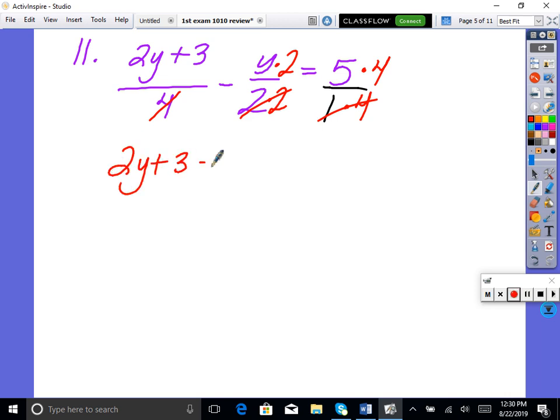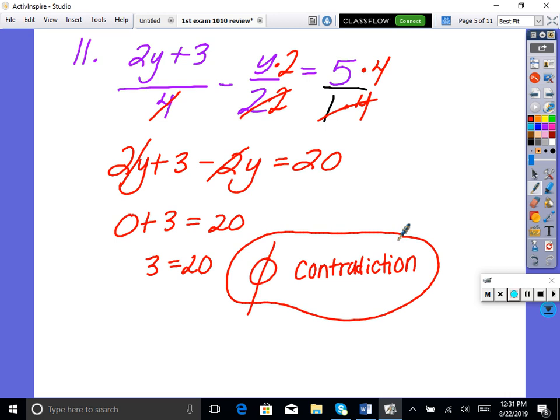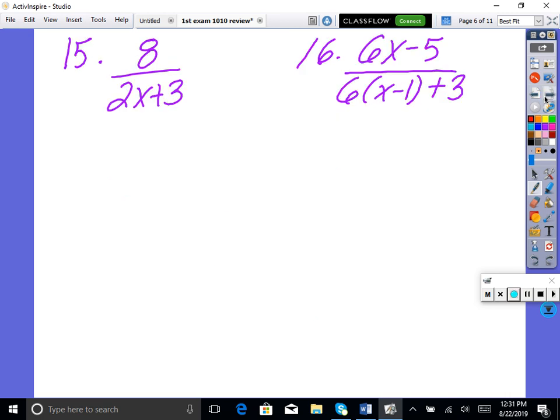2y plus 3 minus 2y equals 20. So then we have a 0. 2y minus 2y is 0 plus 3 equals 20. 3 equals 20. Uh-oh, no solution. That's not a true statement, and that is because there's a contradiction. Very good. We saw all 3 types of solutions we could see.